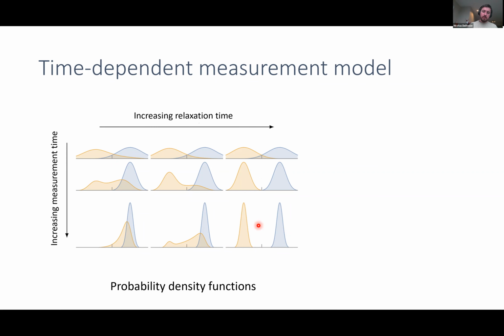However, if the measurement time is too large compared to the relaxation time, we are in trouble. And I'm going to go left through the last row. When I increase the measurement time, we see that the excited state decays towards the ground state, and after some time we start sampling from the state that decayed. So the distribution on the right side starts moving towards the left distribution, and we get confused. So we want a measurement time that is long enough, but not too long compared to the relaxation time.